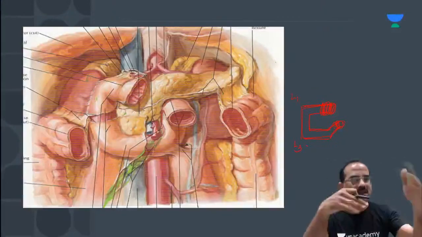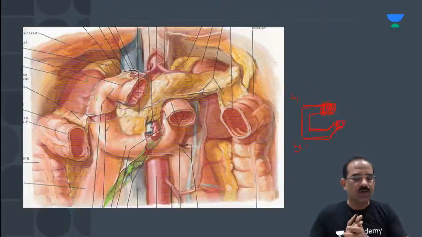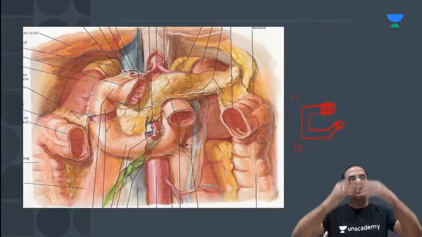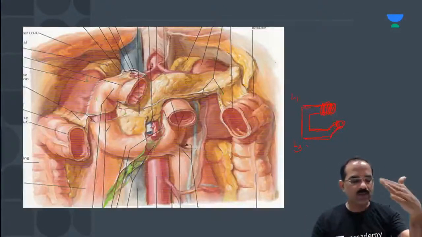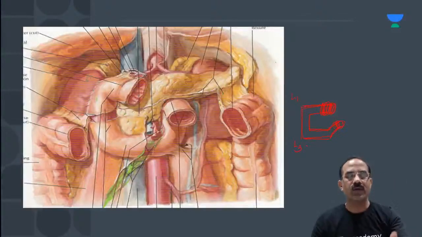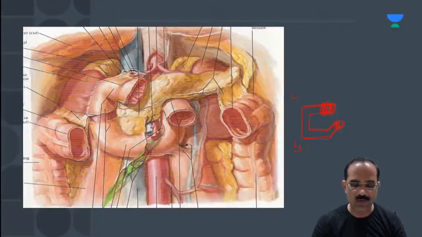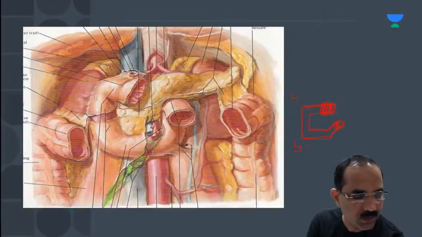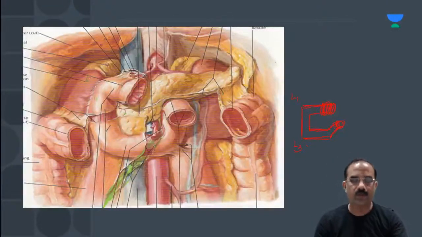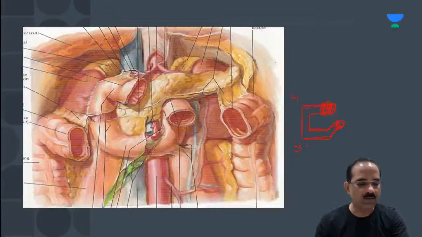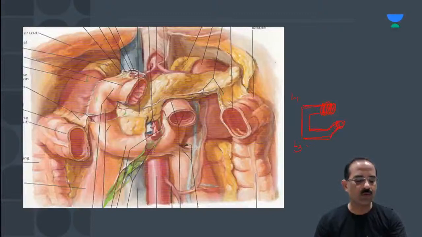The small intestines are enclosed by the peritoneal covering. We call this the mesentery. And the mesentery is attached to the posterior abdominal wall. This is what we call the root of mesentery. So anterior relation of the third part of duodenum is going to be the superior mesenteric vessels and the root of mesentery. Clear to all of you?